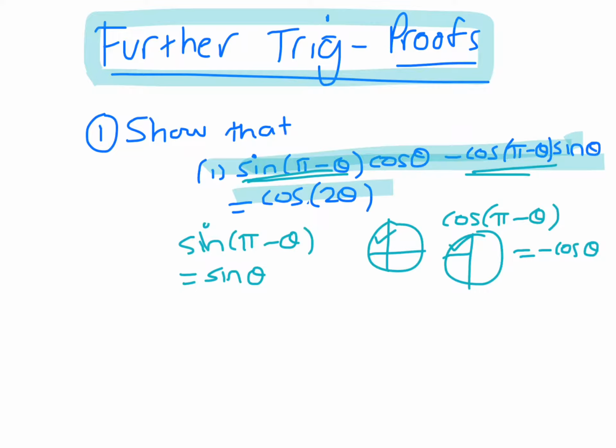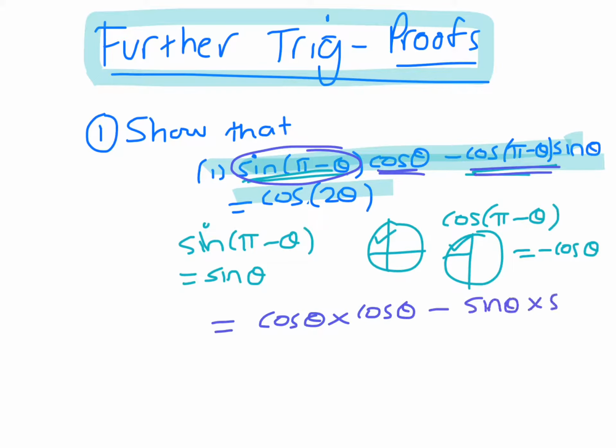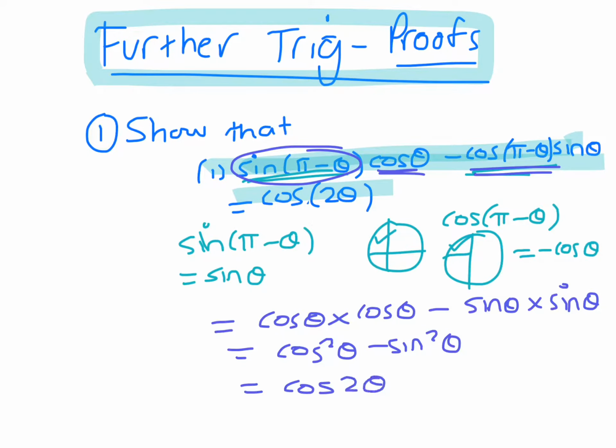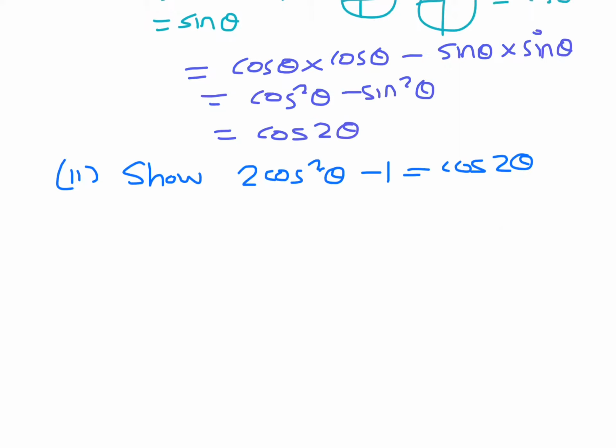Okay, so overall here, this part here is just equal to cos theta, and then times the other cos theta, minus this here is sine theta, and then times the other sine theta. So we then have cos squared theta minus sine squared theta, and cos squared theta minus sine squared theta is cos 2 theta.